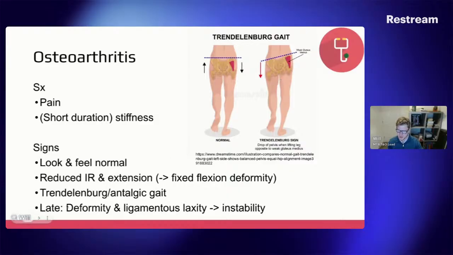A late sign in orthopedics of any joint, but also in the hip, is severe joint deformity, and we'll go through why that is in a moment, and ligamentous laxity, so the ligaments become less taut and less strong, and that can then result in joint instability. The Trendelenburg sign here is a sign of joint instability due to the compensatory mechanisms of dropping that hip.